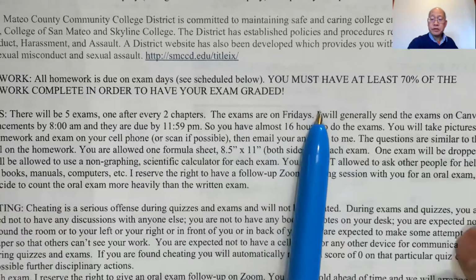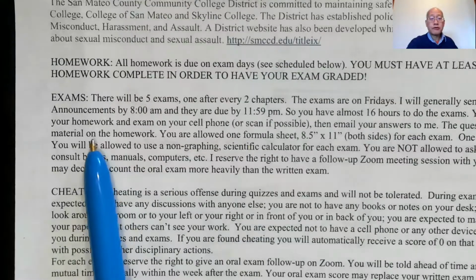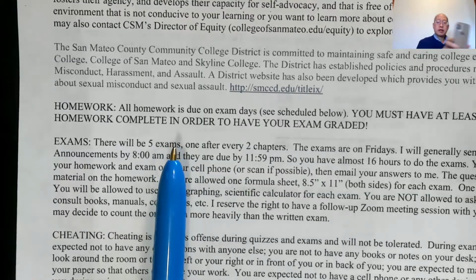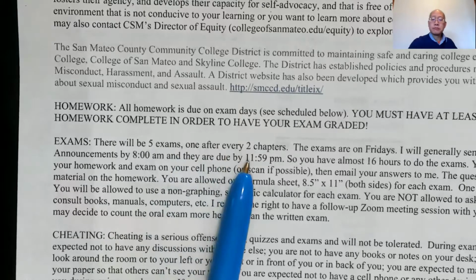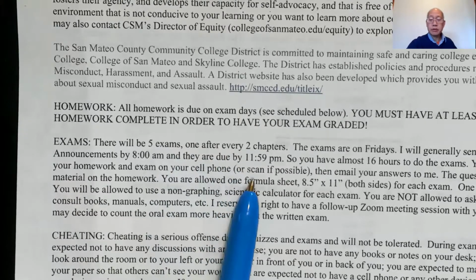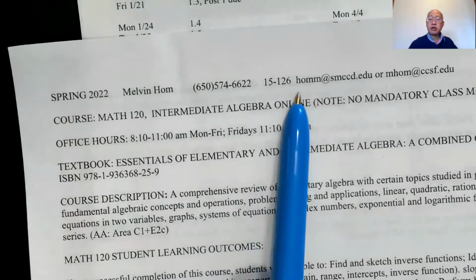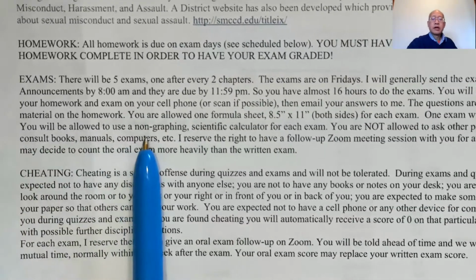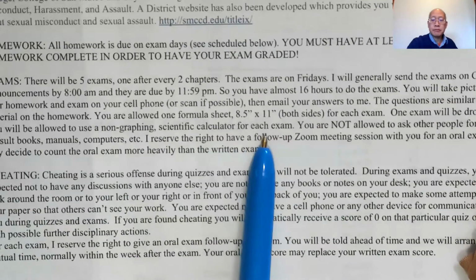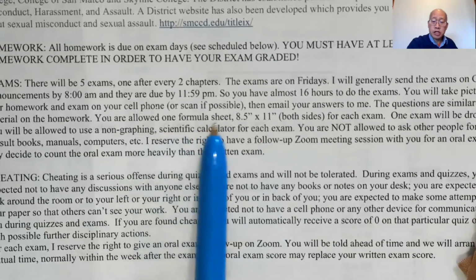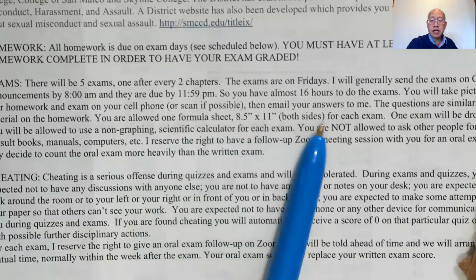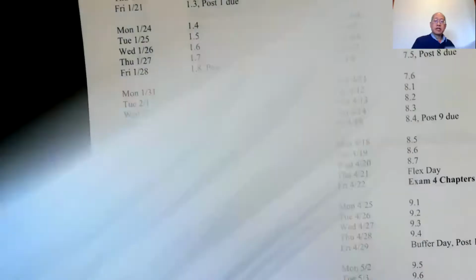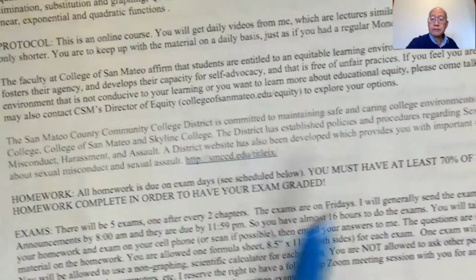Then you take a picture of your homework and the exam on your cell phone. So just get your cell phone and click, click, click, take pictures of your homework. If you have a scanner, scan it to me, that's better. And then email me at homm@smccd.edu. You get to drop 1 exam. You're allowed 1 non-graphing scientific calculator for each exam. You're also allowed 1 formula sheet, a cheat sheet, 8.5 by 11, standard size, both sides. So a regular sheet of paper like this, front and back, put anything you feel like.